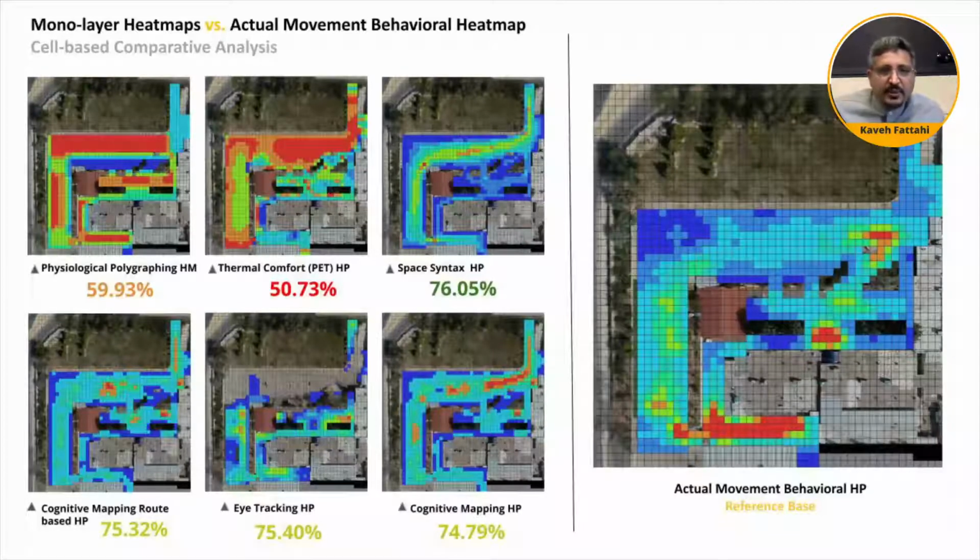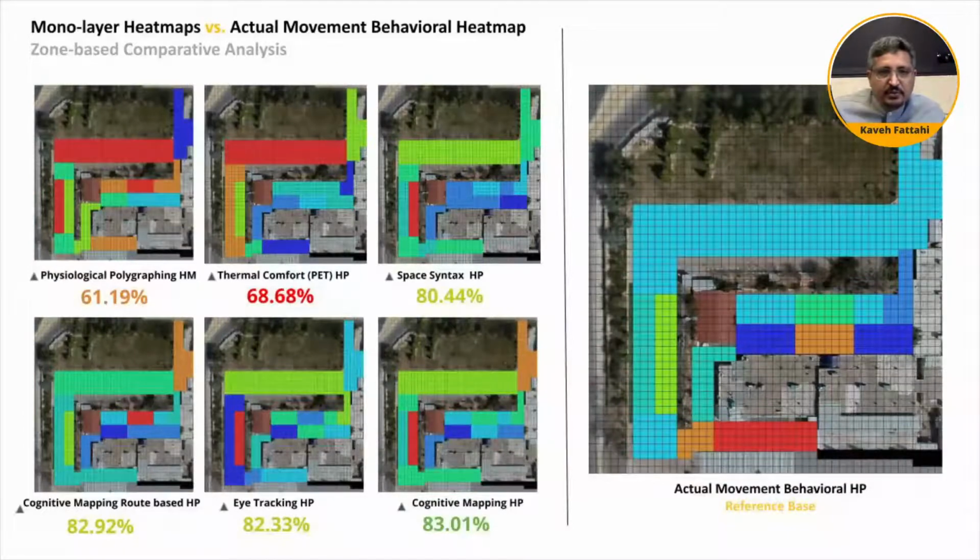Moreover, we have compared monolayered heat maps with the actual movement HM in a zone-based format as well. In this comparison, cognitive map shows the most, and again, thermal comfort shows the least consistency, respectively. This is explainable, as in contrast to the cell-based analysis, there is no need to evaluate each and every cell, which is, if not impossible, very hard to obtain in eye tracking and cognitive maps.